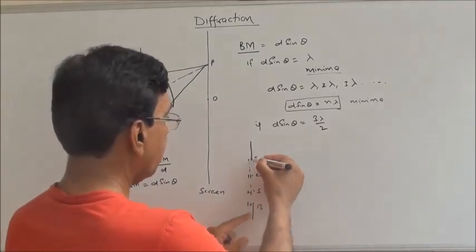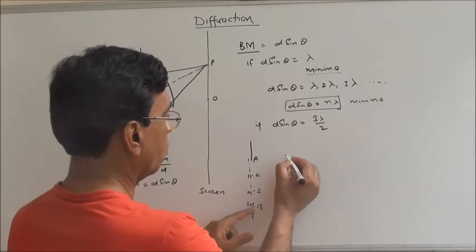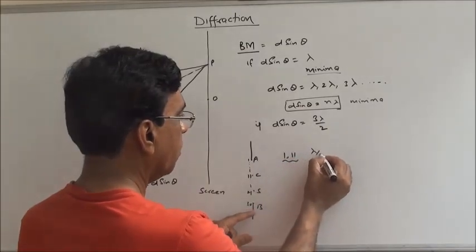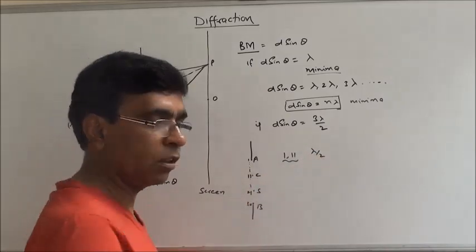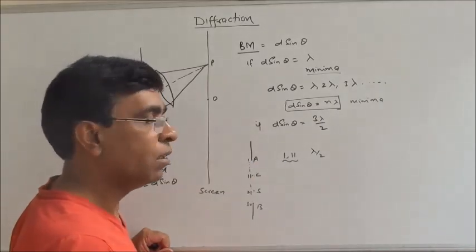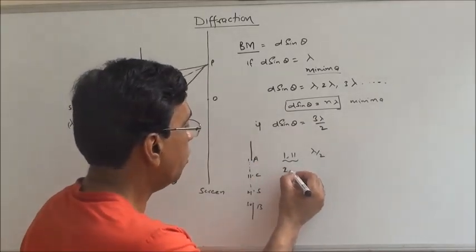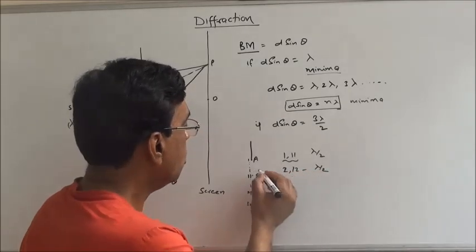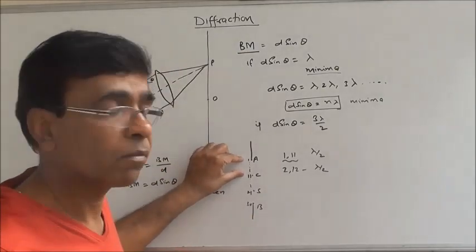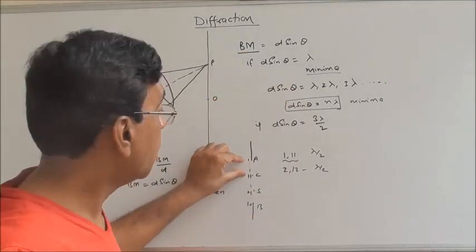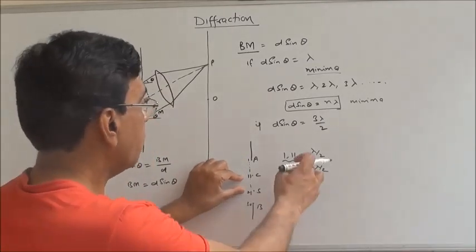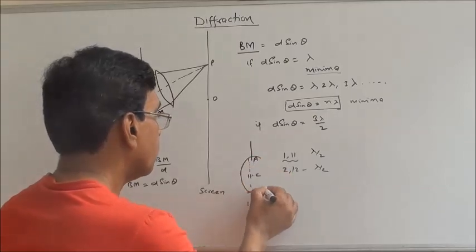Now, if the path difference between this and this is lambda by 2, then the path difference between 1 and 11 will be lambda by 2, lambda by 2, lambda by 2, lambda by 2. This will make it 3 lambda by 2. Same way, 2 and 12, lambda by 2. So it means every secondary wavelet in the upper 1/3 part has a corresponding wavelet in this part with a path difference of lambda by 2. So this will cancel out.